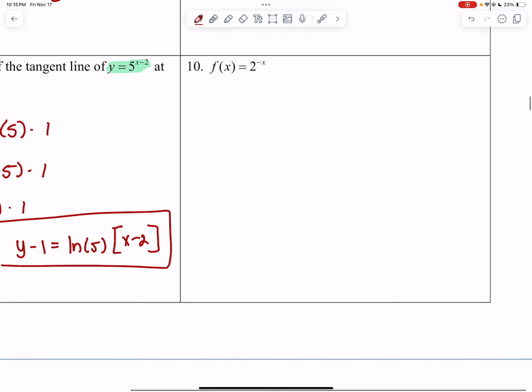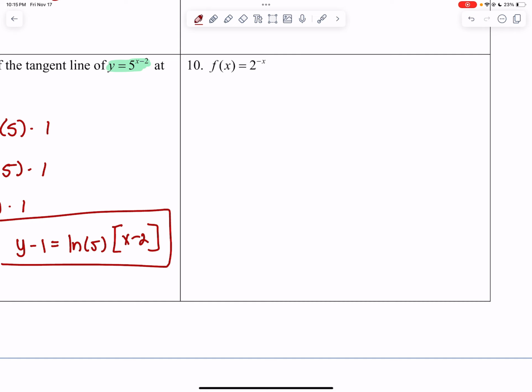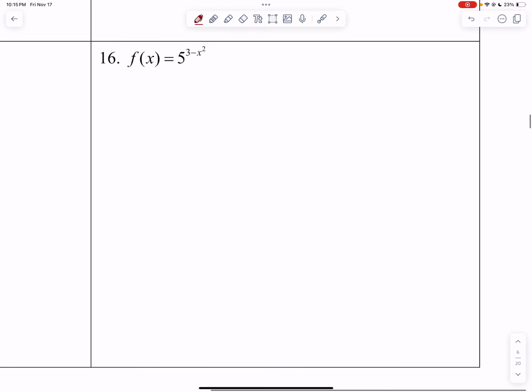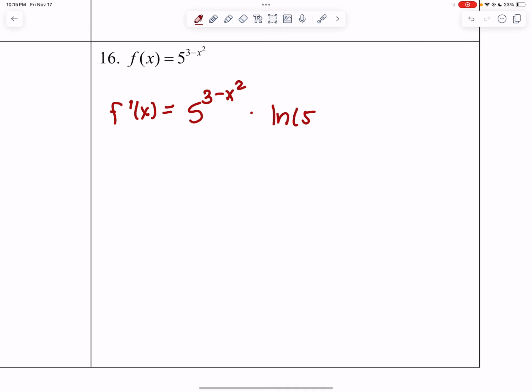Number 10, you're going to take the derivative of this. Shouldn't be too bad once again. So the derivative here is going to be 2 to the negative x, ln of 2. And then if you take the derivative of negative x, that's going to be negative 1. So I'm going to plot that right here. Number 16, same process. So go and pause this video and then play it once you get the derivative. That is going to be your derivative here.